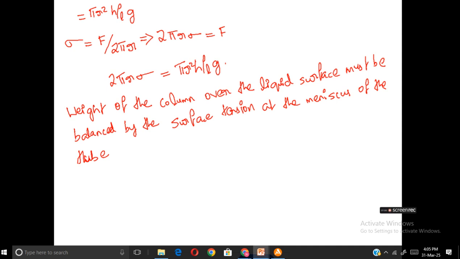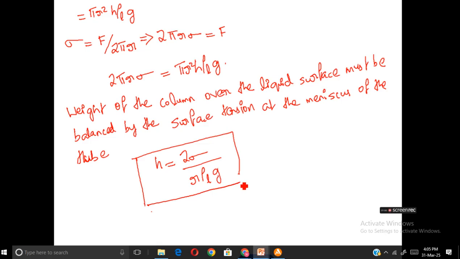It should be equal. So from this we can write the capillary height up to which the liquid column has raised as h is equal to 2 sigma by r rho L into g. This is the height up to which the liquid column has raised within the tube.